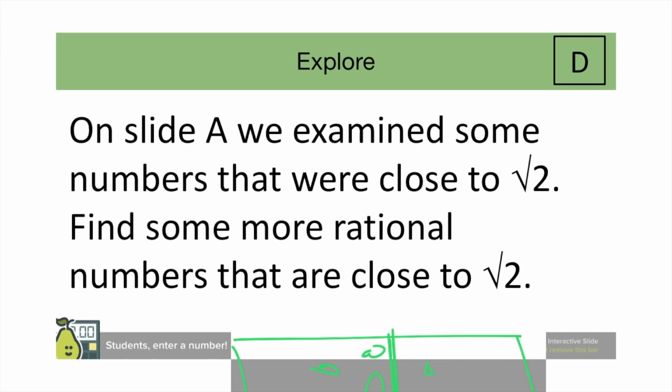And if they're not close to 2 on the number line that's being projected from Pear Deck, then you want to guide them to choosing something that is closer to that value. So some examples can be 10/7, because 10/7 squared is 100/49, 17/12, because 17/12 squared is 289/144, 13/9, because 13/9 squared is 169/81, or 141 hundredths, because 141 hundredths squared is 19,881 over 10,000, which are very close to square root of 2.